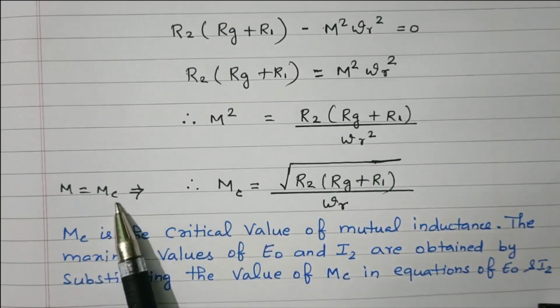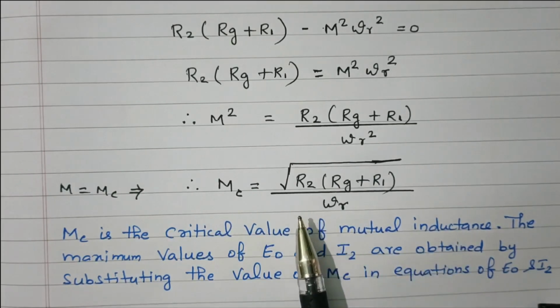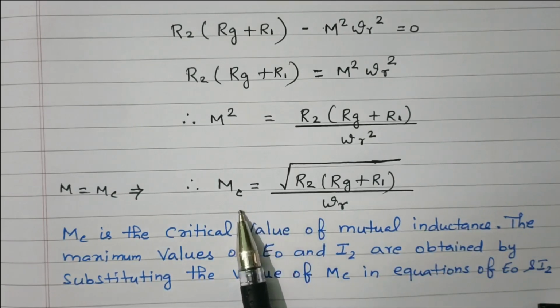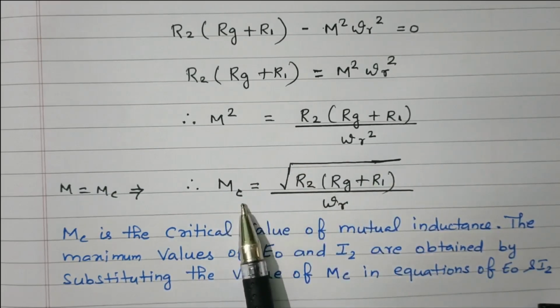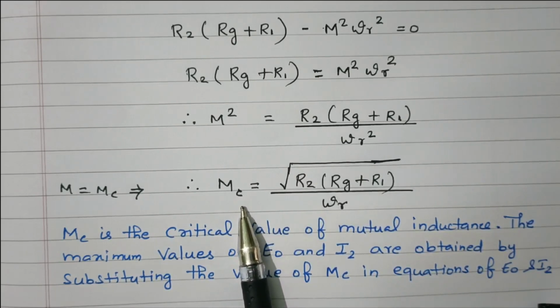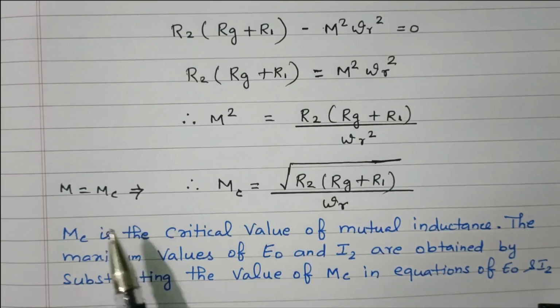This M becomes now Mc. This Mc is nothing but the critical value of mutual inductance, because it is differentiated with respect to M and equated to 0. So we will get the condition for maximum amplification. At this value, the mutual inductance becomes the critical mutual inductance, and the amplification factor becomes maximum. By substituting this value, we will get the maximum amplification factor.